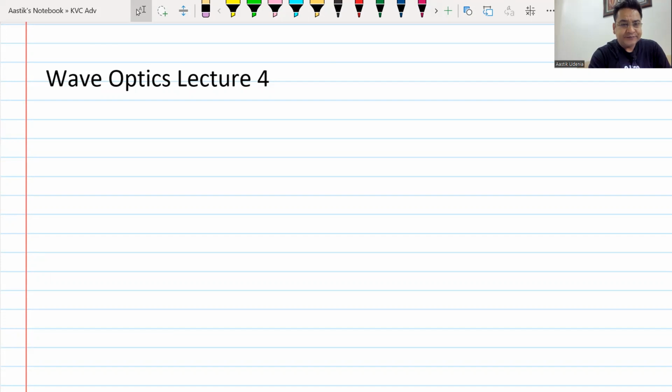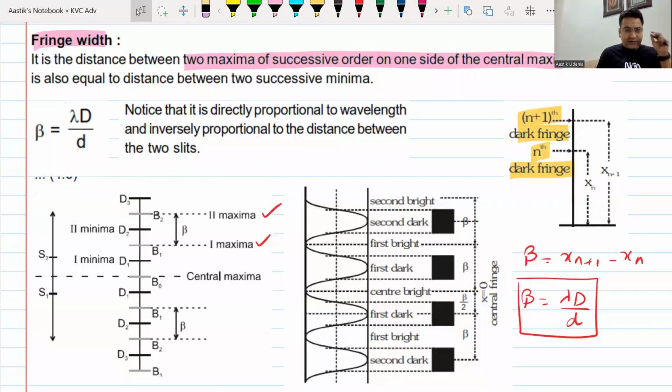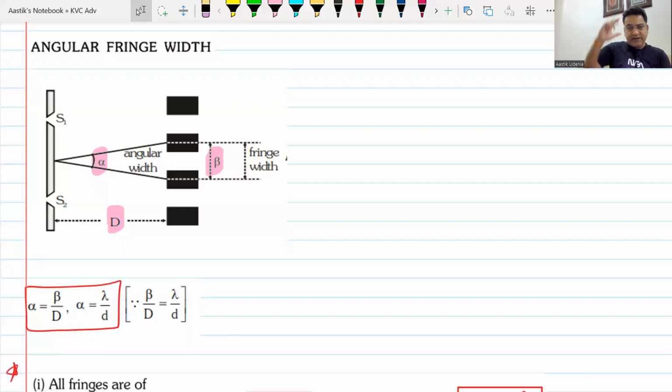In the previous lecture, we had gone through what? We were looking at interference and we had seen the different things in interference. We had seen what is fringe width. Do we remember fringe width? Yes, sir. Distance between any two consecutive maxima or between any two consecutive minima, lambda D by d. We had also seen the angular fringe width. It is the angle that the fringe subtends at the center point O. It is given by beta, the fringe width, divided by D, or you can call it lambda by d.